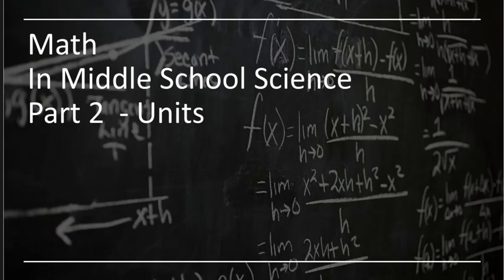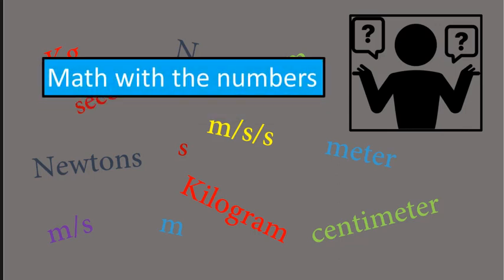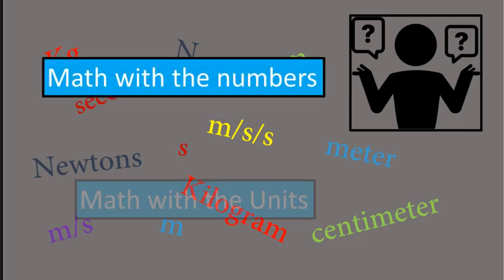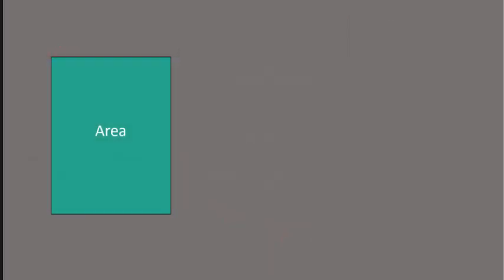Math and Middle School Science, Part 2, Units. A confusing aspect of calculating formulas in science is learning how units are determined in those formulas. But it's really fairly simple. Remember that the math you do with the numbers is also the math you will do with the units. Let me show you what I mean.